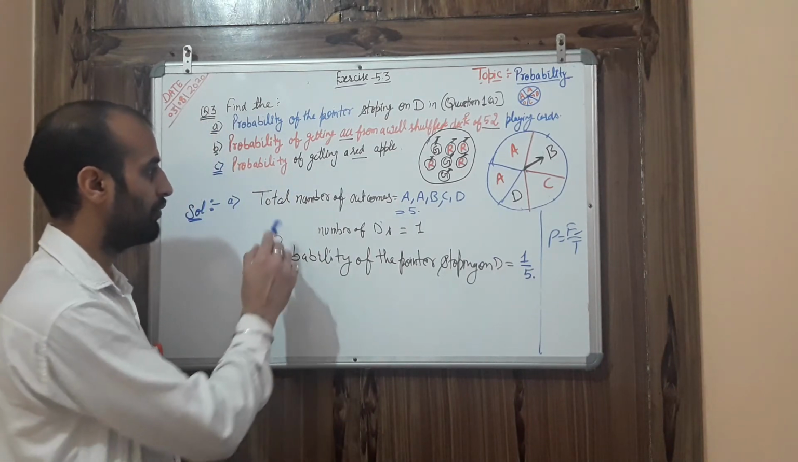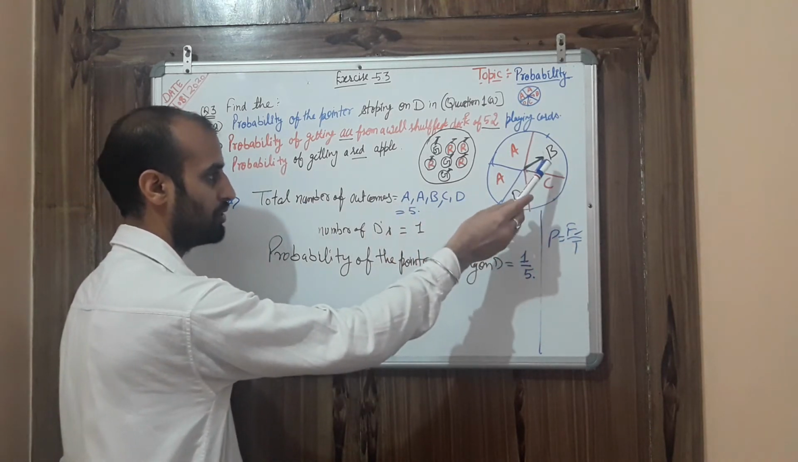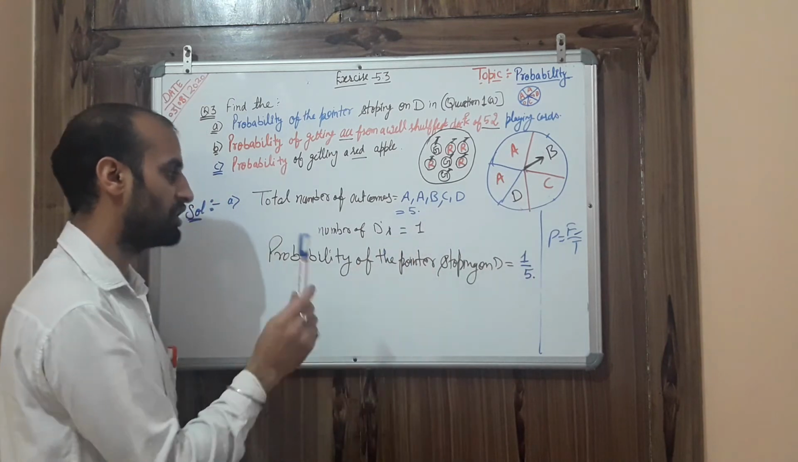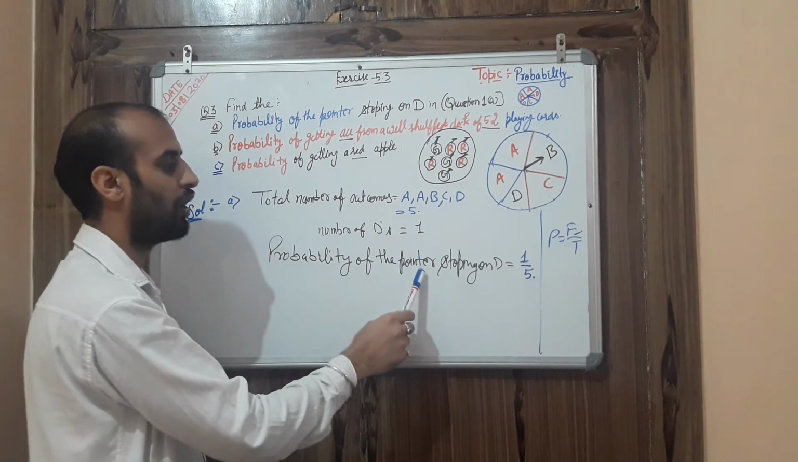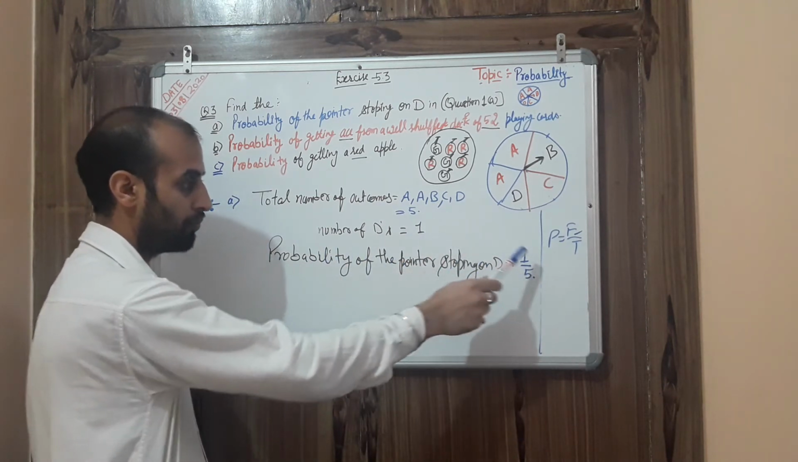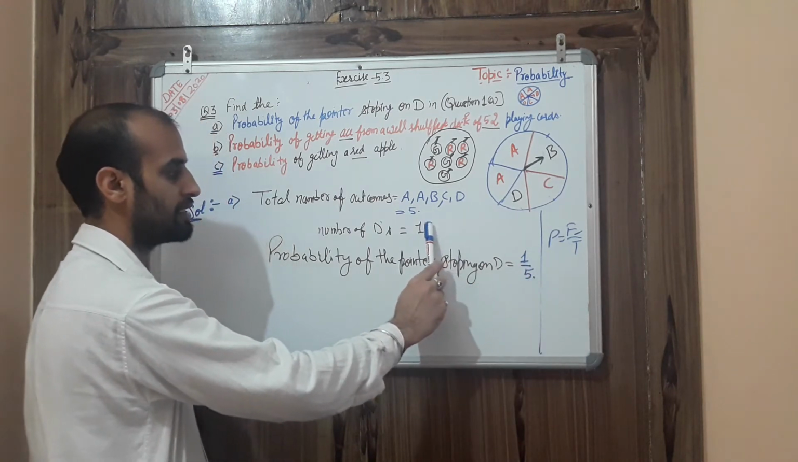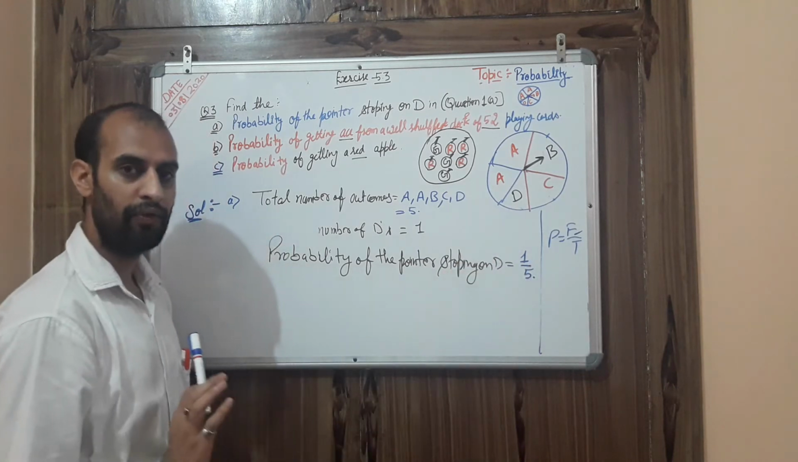How did I do it? First I wrote where the pointer can stop. The pointer has 5 choices to stop: 1, 2, 3, 4, 5. But we are interested in calculating only D. So D is 1. That's why the probability of the pointer stopping over D is favorable outcome upon total number of outcomes. Favorable is 1, total is 5. So it becomes 1 upon 5.